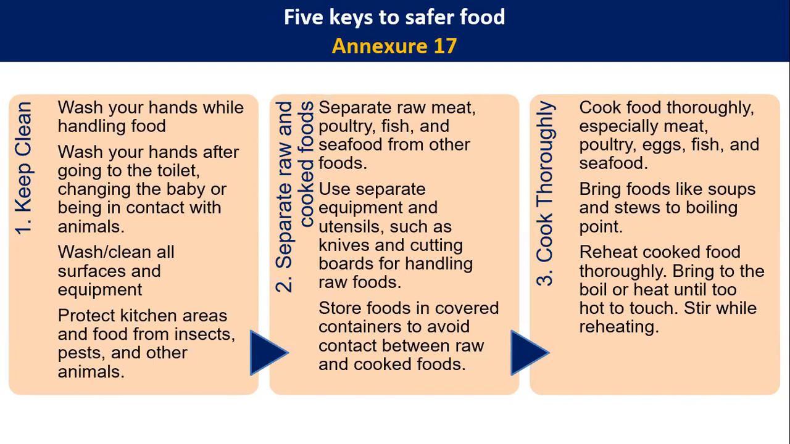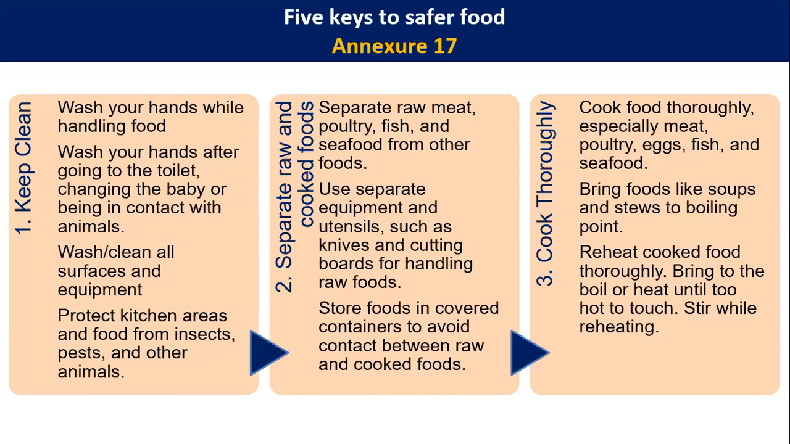Then separate raw meat, poultry, fish, and seafood from other foods. Use separate equipment and utensils such as knives and cutting boards for handling raw foods. Store food in covered containers to avoid contact between raw and cooked food. And cook food thoroughly, especially meat, poultry, egg, fish, and seafood. And we should bring foods like soup and stews to boiling point so that it kills the germs present. Then we need to reheat the cooked food thoroughly.